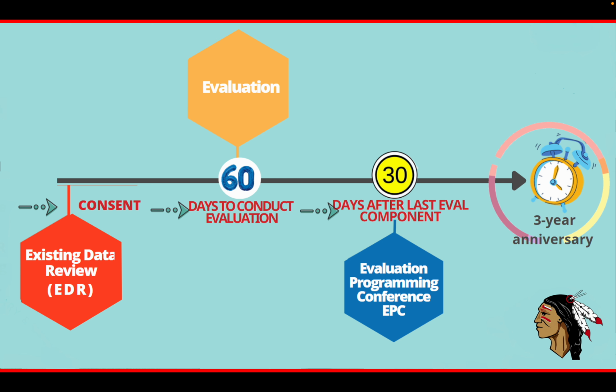Now here's where the timeline gets very precise. Once consent is given, the school team has 60 calendar days to conduct the evaluation. That is a hard deadline. Then from the final date of the evaluation, or the last component date, the EPC meeting must be held within 30 days of the last component.